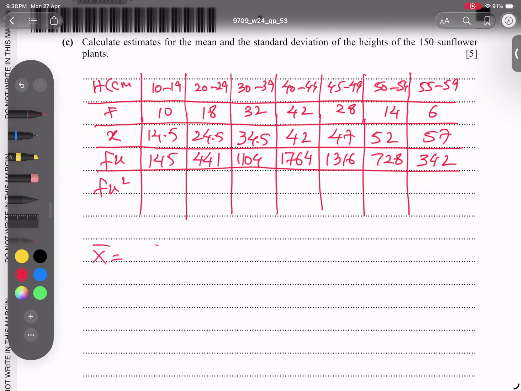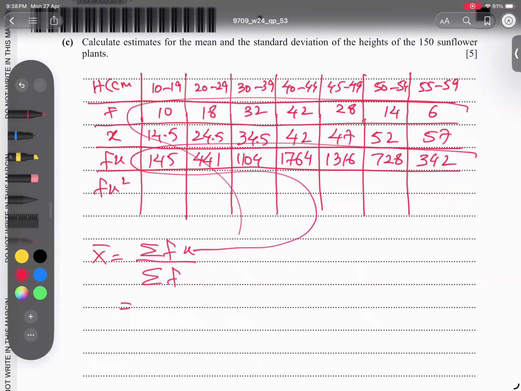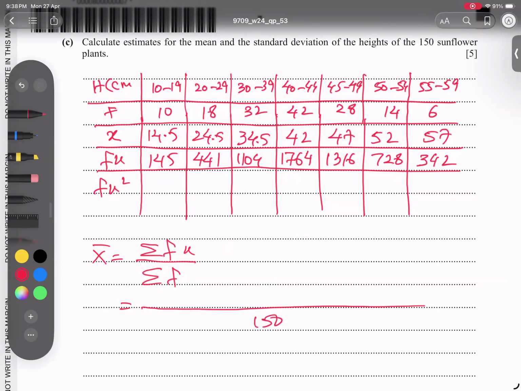What is the mean formula, students? Sigma fx over sigma f. It means I'm adding all these values copying up, and all the frequency values copy down. That is 150, we know already. So I'm adding the upper numbers, okay?